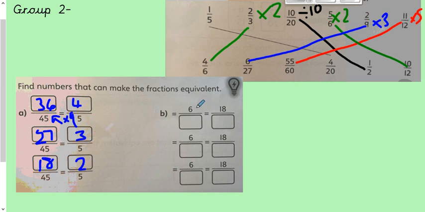With this one then, you times 6 by 3 to get 18. So whatever you put here needs to be times by 3 to get this. So you could do 7, because it needs to be a number bigger than 6. So 7 times 3 is 21. 8 times 3 is 24. And then 9. You could have done any numbers, to be honest. These are just the ones I've chosen because I think it's easier that way. 9 times 3 would be 27.